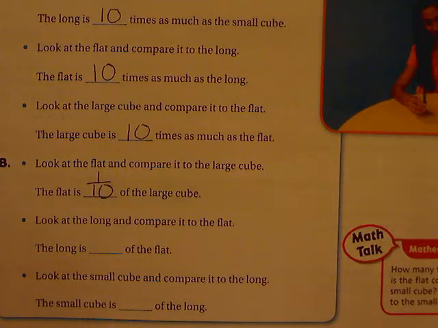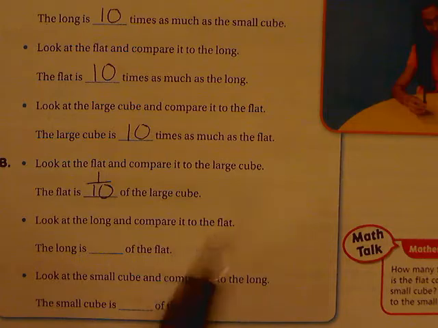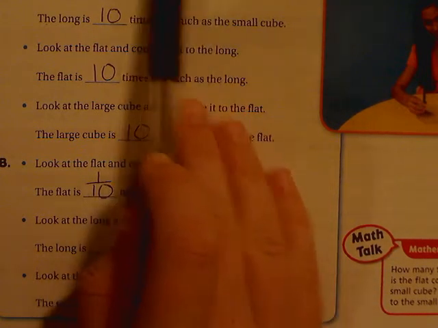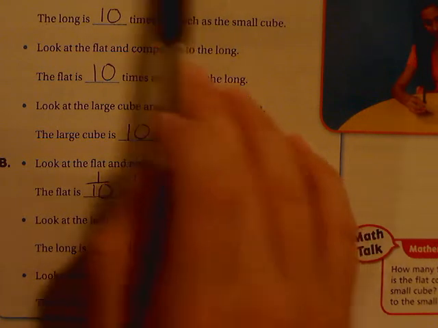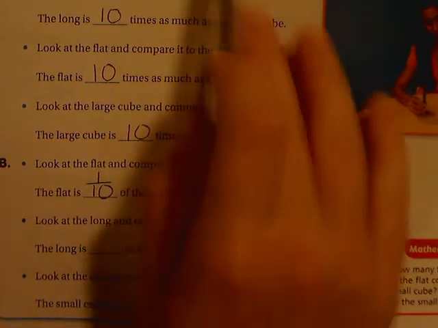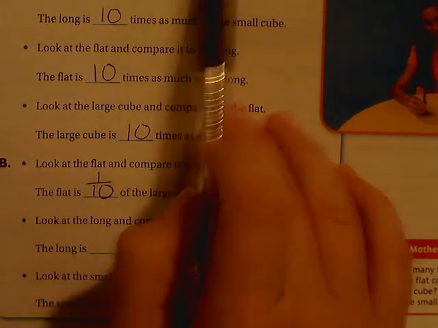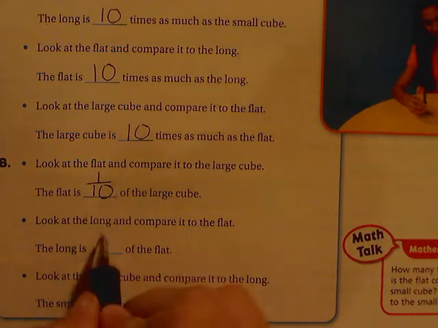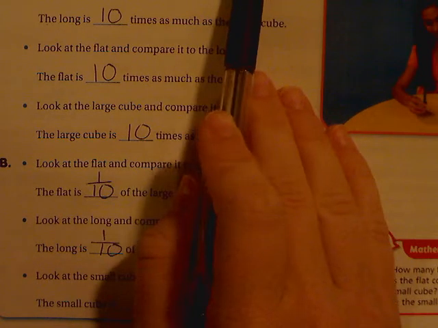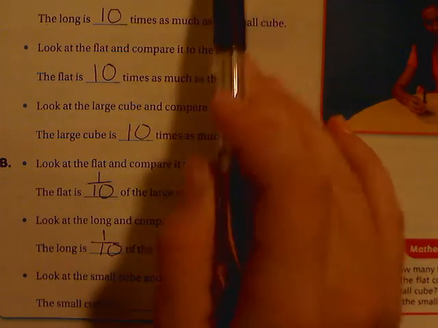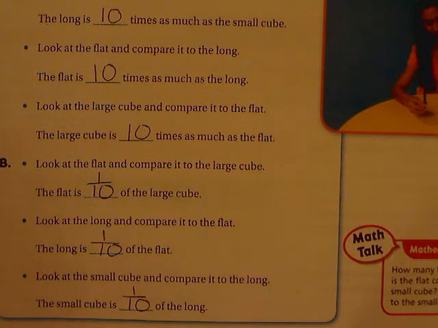We can continue with this pattern going down our place values. Next, let's look at our long and compare it to the flat. The long is blank of the flat. So the long is only 1/10. It takes 10 longs to equal 100. The flat is worth 100, so one long is only 1/10 of the flat because it takes 10 longs to equal a flat. And the same thing when we're looking at our cube and our long. It takes 10 small cubes to equal one long. So that means that a small cube is 1/10 of a long.